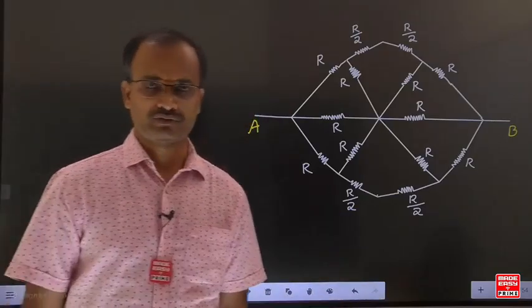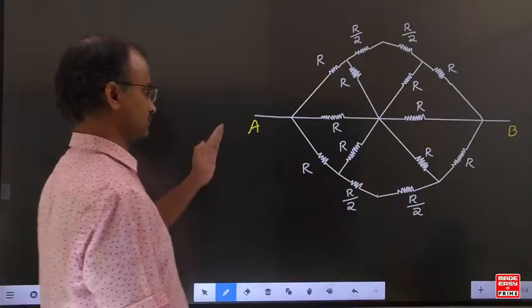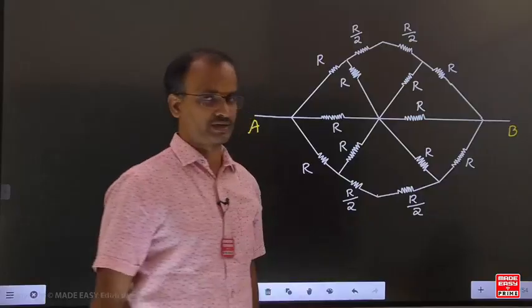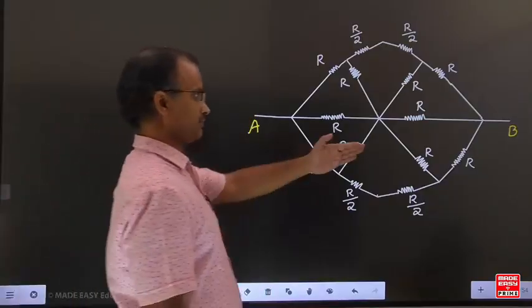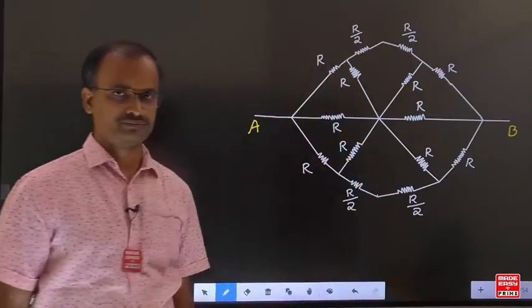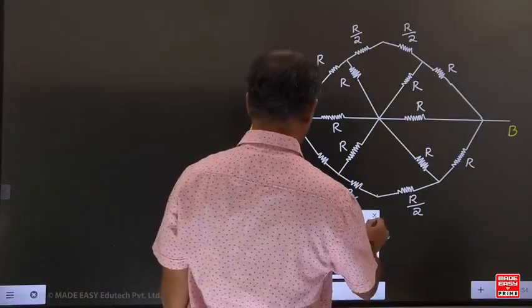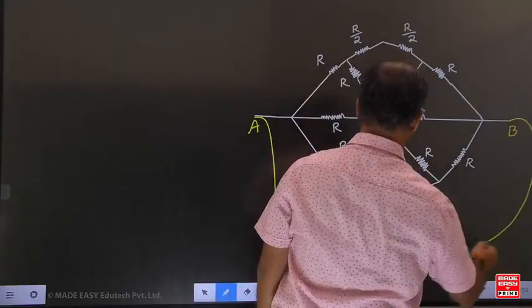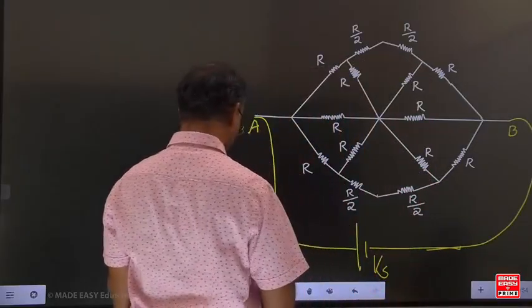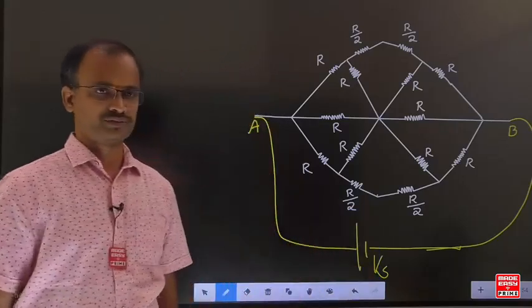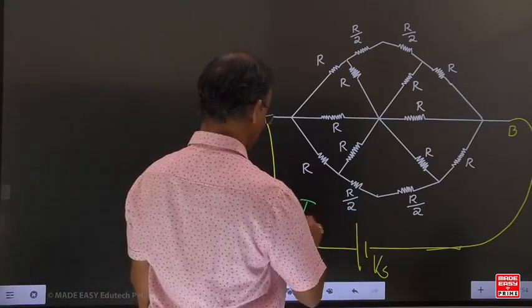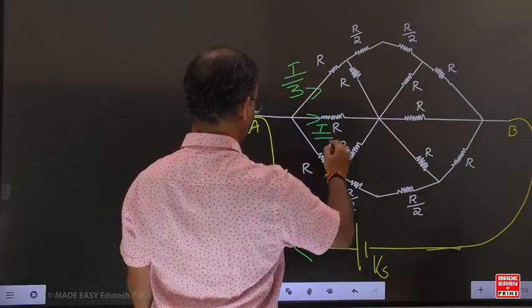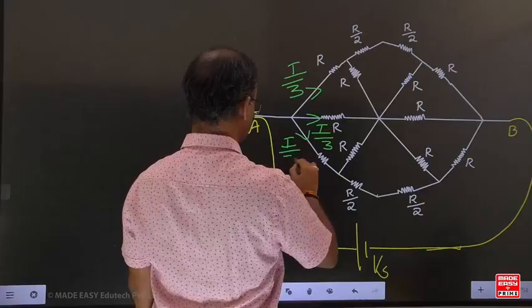Now for this example, first you will get one common doubt. What is the common doubt? With respect to AB terminals, the upper section and the lower section are both exactly identical. So the symmetry condition is satisfied, and then you'll get the doubt: with respect to AB terminals, can you assume a voltage source? And can we indicate this current as I by 3, like this? Generally you'll get this doubt.